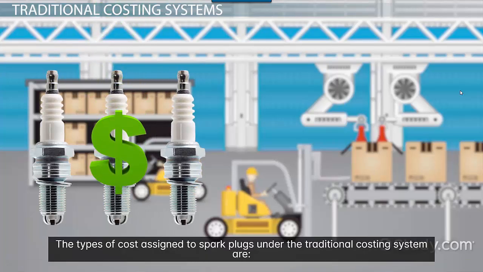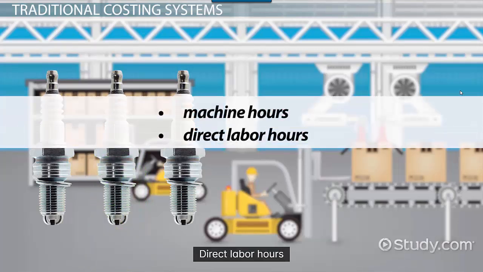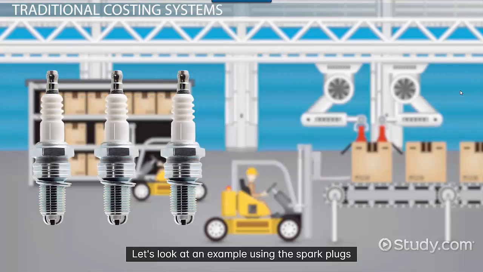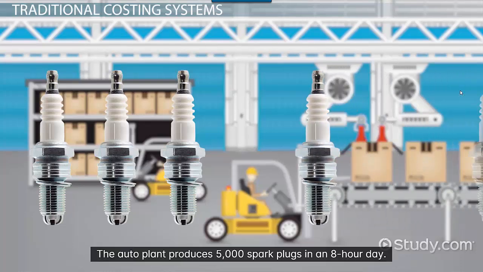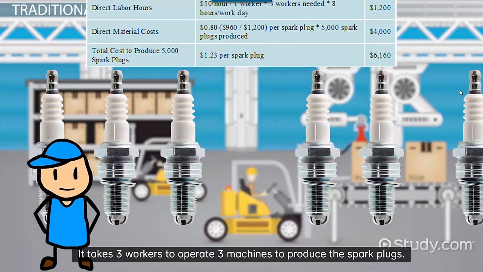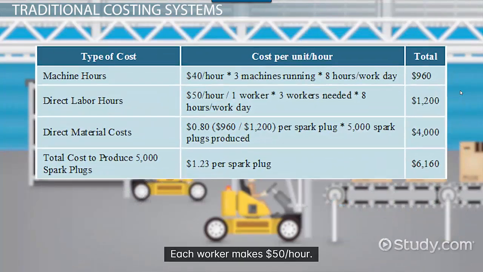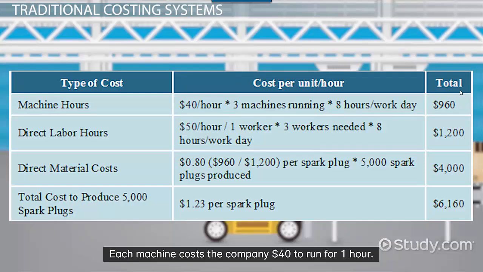The types of costs assigned to spark plugs under the traditional costing system are machine hours, direct labor hours, and direct material costs. Let's look at an example using the spark plugs being manufactured at the auto plant. The auto plant produces 5,000 spark plugs in an 8-hour day. It takes 3 workers to operate 3 machines to produce the spark plugs. Each worker makes $50 an hour, and each machine costs the company $40 to run for 1 hour.